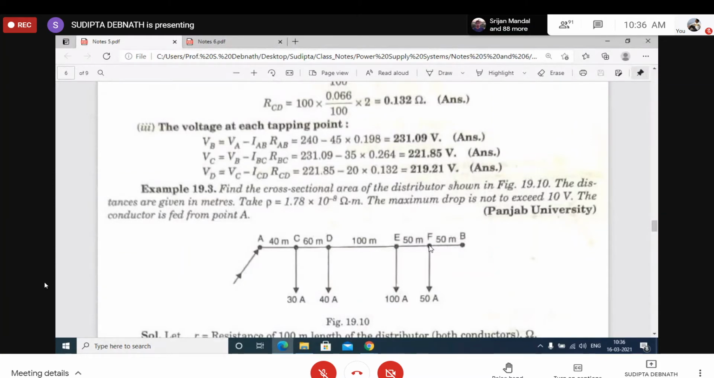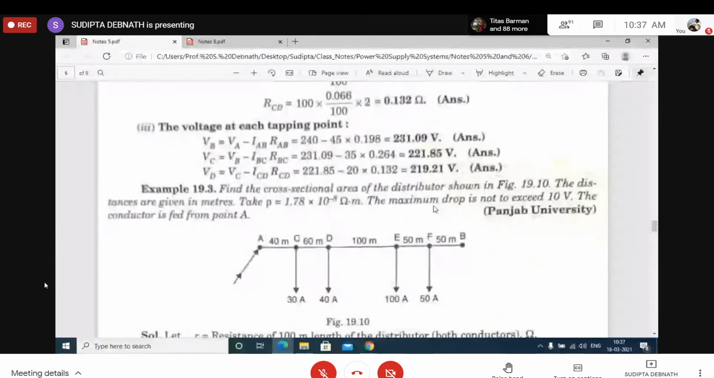What is the unknown? Unknown is the cross-sectional area. So you have to keep A as unknown, and find out the resistance. Rho L by A, you have to multiply it by 2. Again, find the resistance here. You cannot find the exact value; you have to find it in terms of A. Find out the voltage drops here, then add them and equate it to 10, because maximum voltage drop is 10.